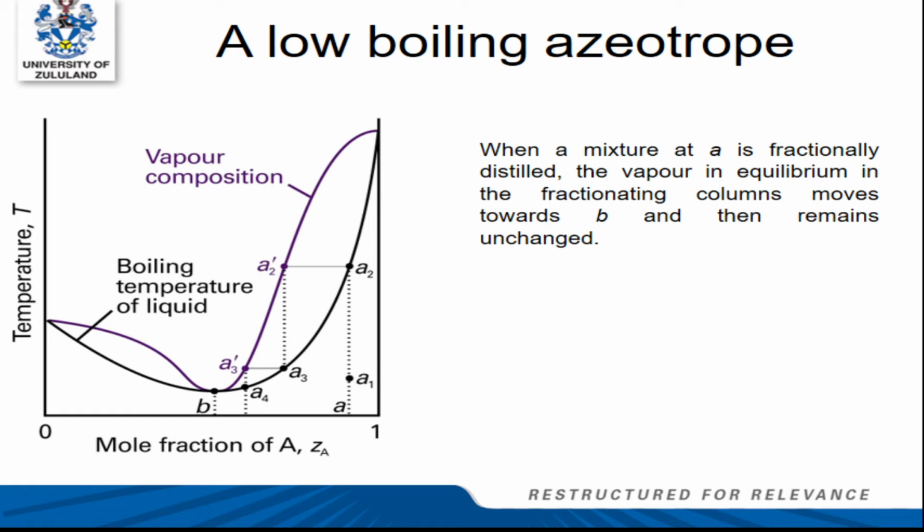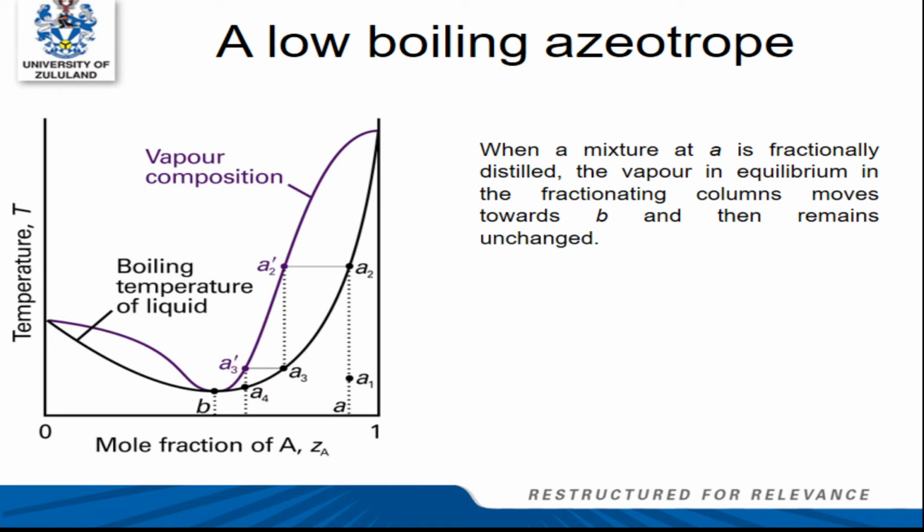suppose we start with a mixture of composition A1. I think we can all see where A1 is, and follow the change in the composition of the vapor that rises through a fractionating column. Our mixture is going to boil at point A2, to give vapor of composition A2 prime. This vapor condenses in the column to a liquid of the same composition, now marked as A3.